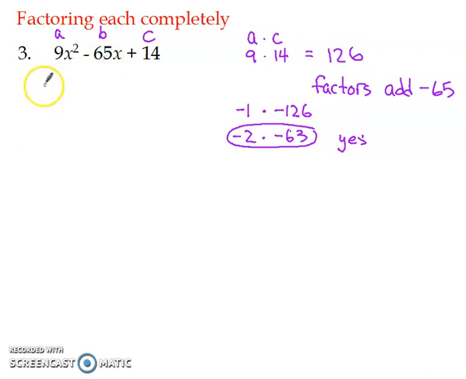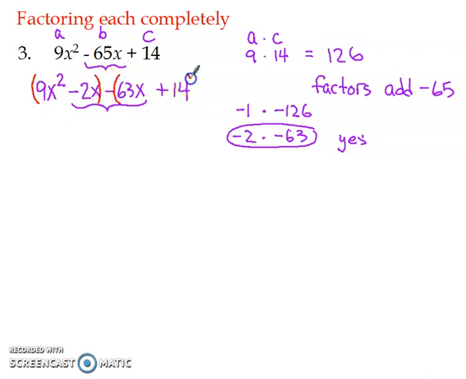Okay, so again, we're going to rewrite our original expression, but instead of the center term, we're going to replace the negative 65 with negative 2x and negative 63x. These are the two terms that result from finding negative 2 and negative 63. All right, now we group. We'll group the first two terms together and the last two terms together, keeping the negative sign in between. Notice when we do that, we have to correct this sign.